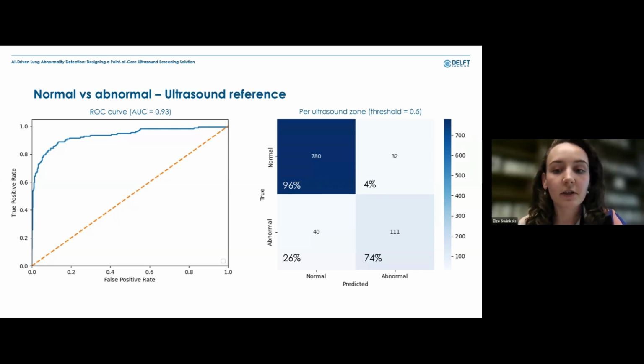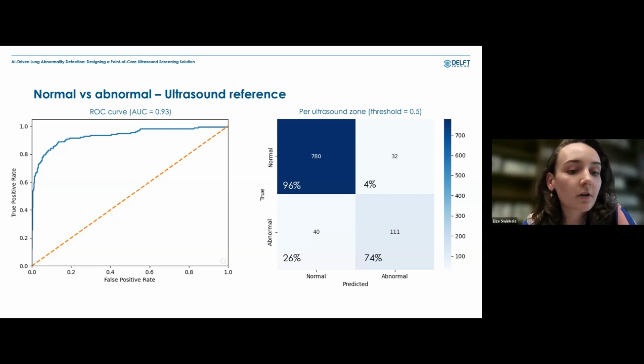So the orange line in this figure indicates a random prediction, and then the blue line shows the performance of the AI model. So the more to the upper left corner of this ROC curve the blue line will be, the better the model will be. Then the x-axis represents the proportion of normal lung zones that the model wrongly classifies as abnormal. So how often it gives a false alarm. And the y-axis indicates the proportion of actual abnormal lung zones that the model correctly identifies as abnormal.